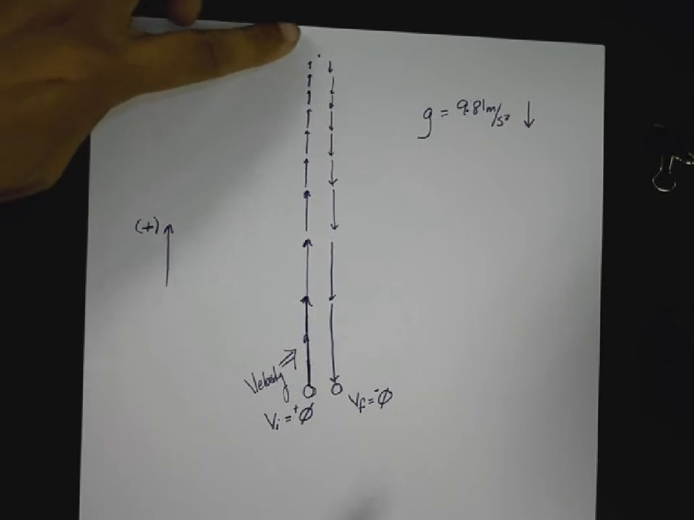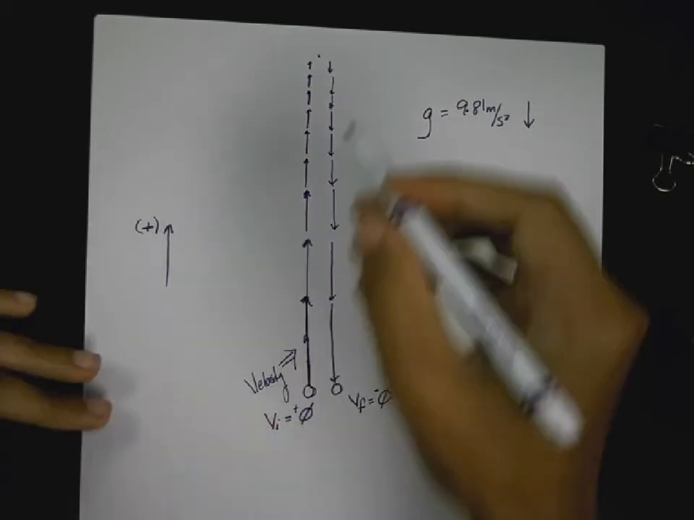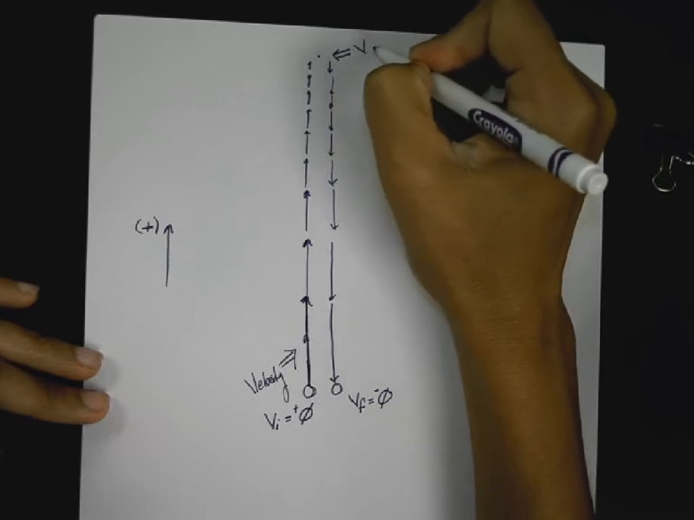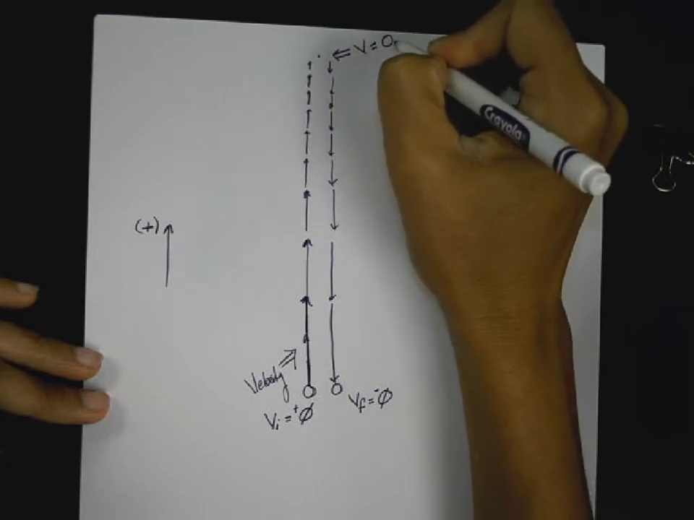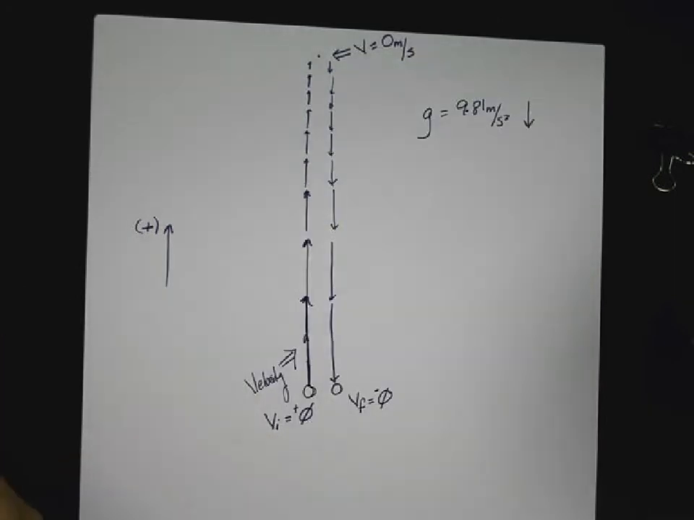Now when the object gets to the very top, like I said, momentarily it passes through 0. I'm not going to identify it as initial velocity or final velocity because it depends on how you look at the problem. I'm just going to say what we know for sure is right here, that the velocity is momentarily 0 meters per second for a fraction of a second.